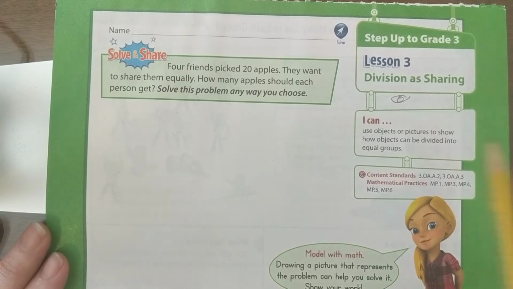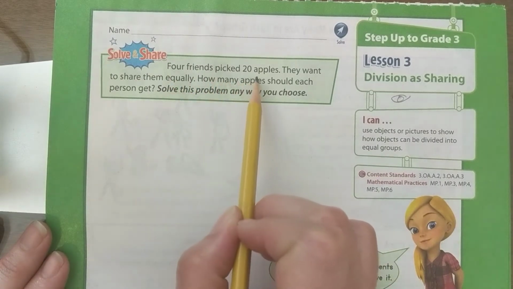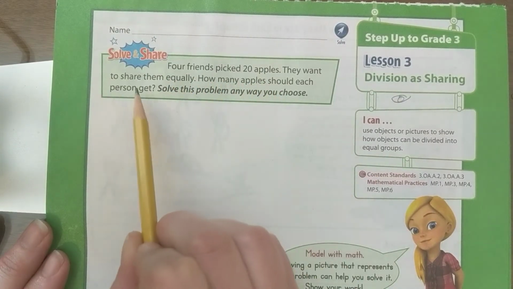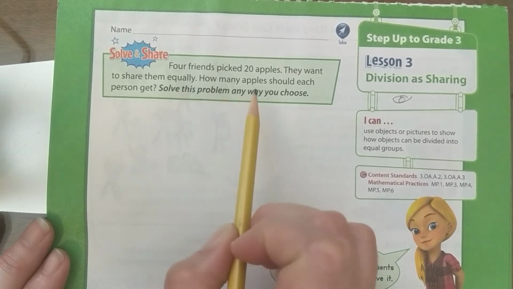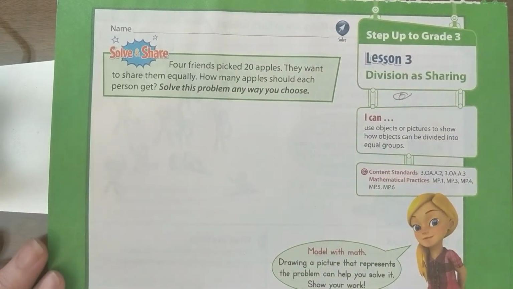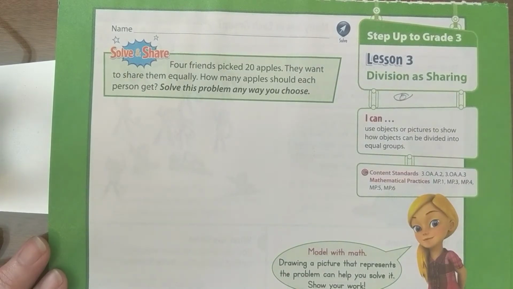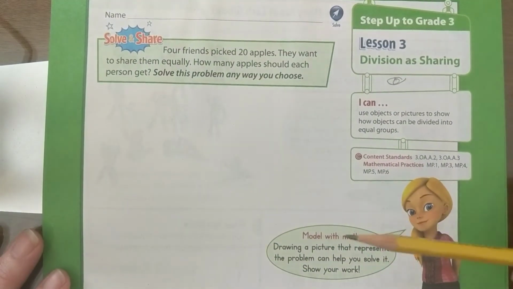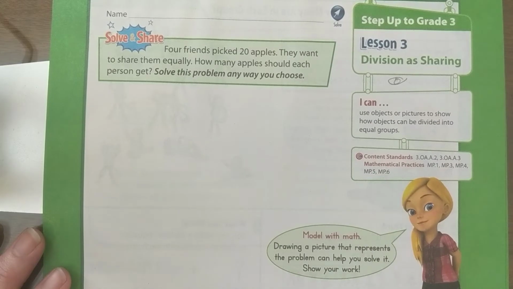Let's read the first one. 4 friends pick 20 apples. They want to share them equally. How many apples should each person get? Solve this problem any way you choose. Okay, it says drawing a picture that represents the problem can help you solve it.